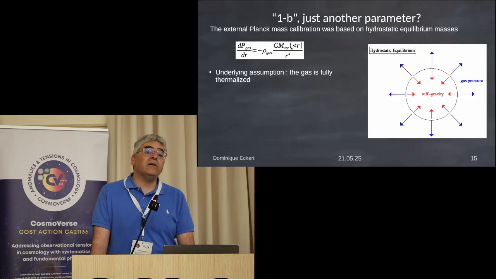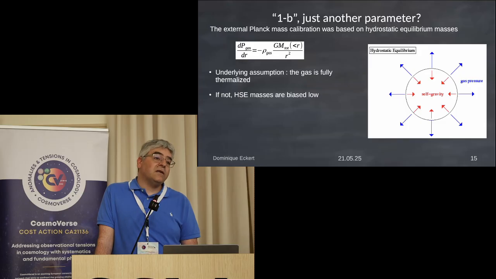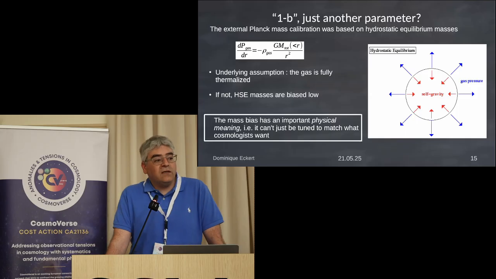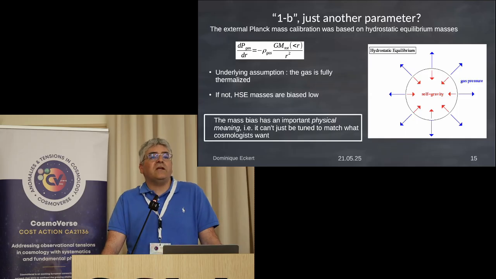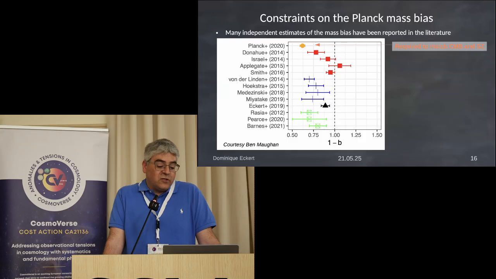Then there is one big underlying assumption, which is that the gas in the system is fully thermalized, which may or may not be true. So if this is not true, then these masses estimated in this way are expected to be biased low on average. So the point I want to make here is that this is not just a quantity that you can shift up and down based on your preferred cosmology. It's actually a quantity that has an important physical meaning, so you can't just decide on your own, I don't like this value, so I want to preserve my cosmology.